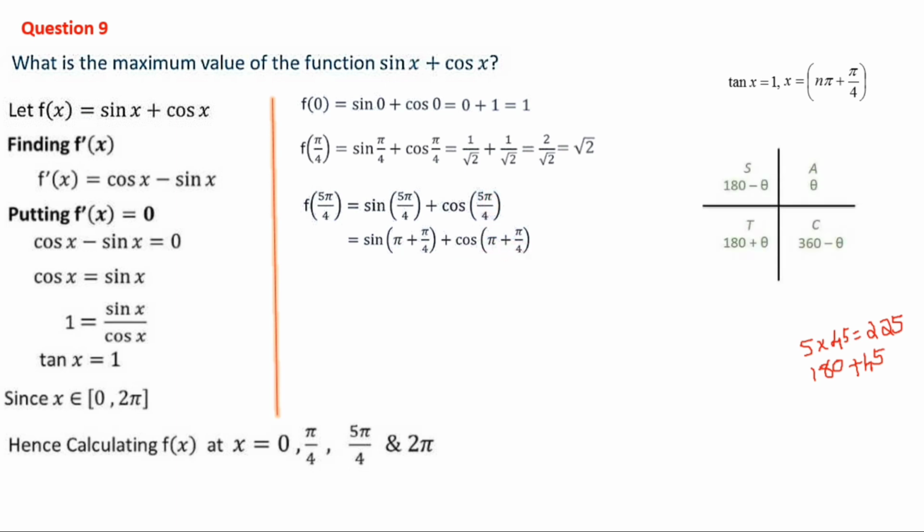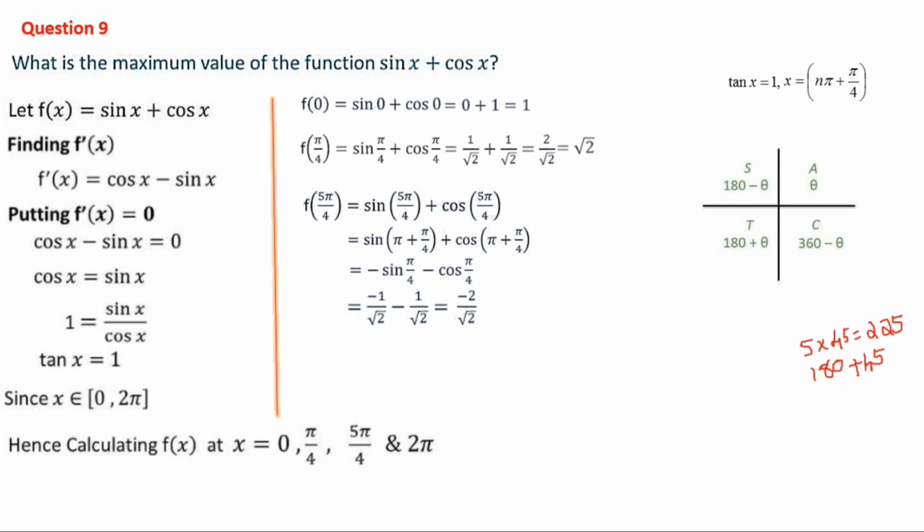Then here pi plus pi by 4, 180 plus theta, that is in the third quadrant. Third quadrant means sin is negative, only tan and cot are positive here. So sin is negative, that means minus sin pi by 4 will be coming. Cos pi plus pi by 4, that is also in the third quadrant. In the third quadrant cos is negative, so it comes as minus cos pi by 4. Then again sin pi by 4 means 1 by root 2, cos pi by 4 is also 1 by root 2. There are minus signs, keep them as they are.